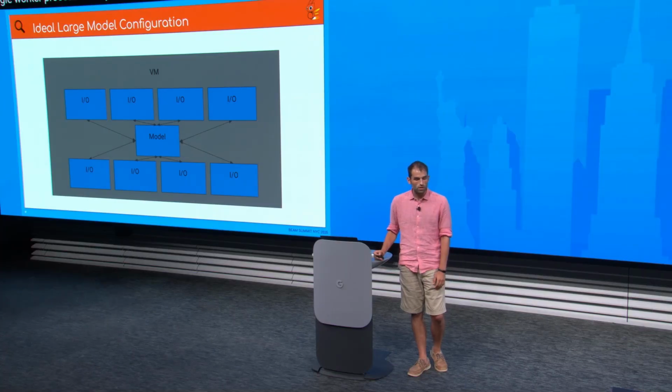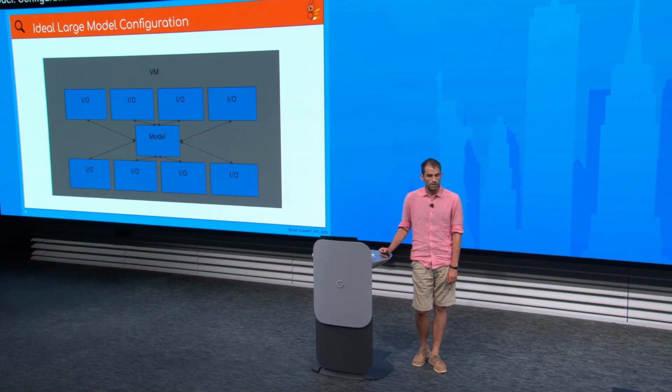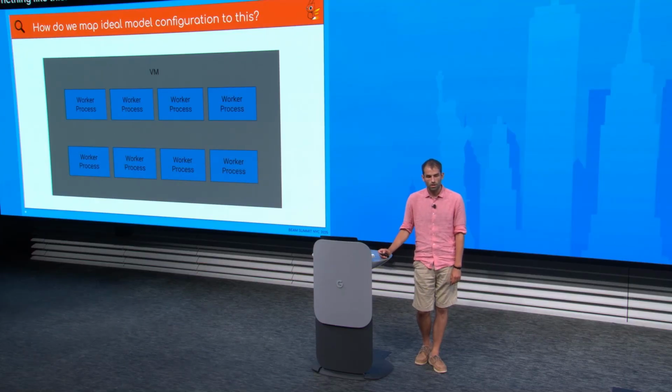So your ideal large model configuration looks more like this, where you've got a single model sitting in the middle and a bunch of I/O threads feeding it. You could also imagine maybe you've got a medium-sized model where it's convenient to have 2 copies of the model, but it looks something like this. So how do you map that to this, which is your Beam worker topology?